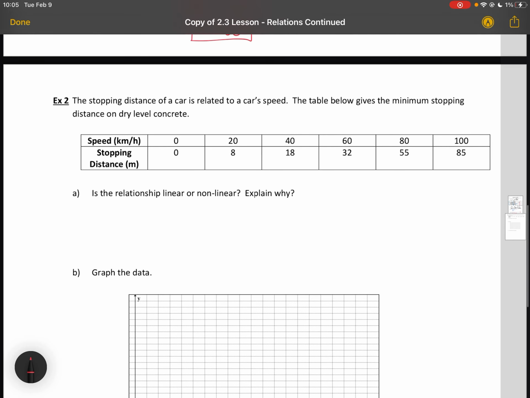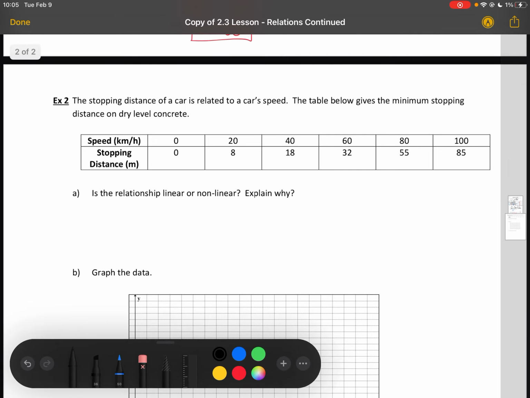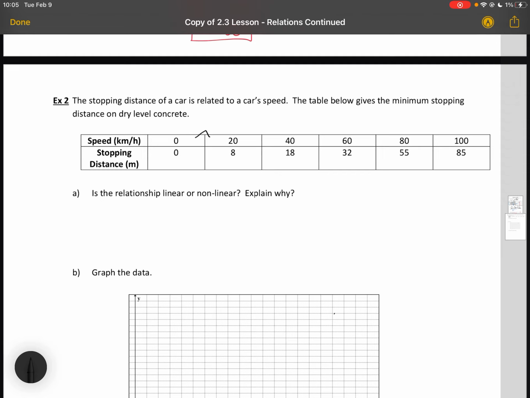The second example that we're going to look at is the stopping distance of a car. And so here we have a table below that gives the minimum stopping distance. And what we want to figure out is the relationship linear or non-linear. In order to do that, I'm going to check my differences. So I'm going to check my speed first, which is my independent variable. And what it looks like is I've got a difference of 20 between each measure. So that's good. So that's constant. So my delta S for speed is 20.